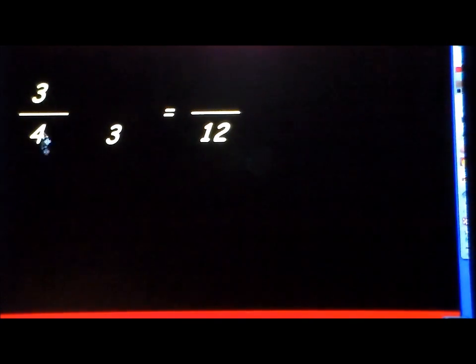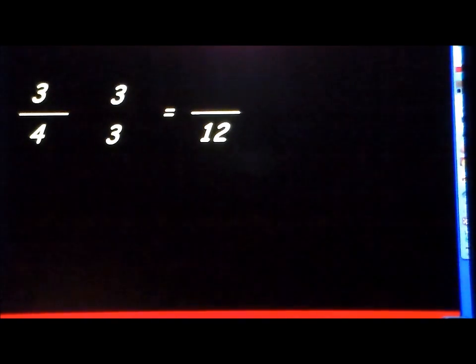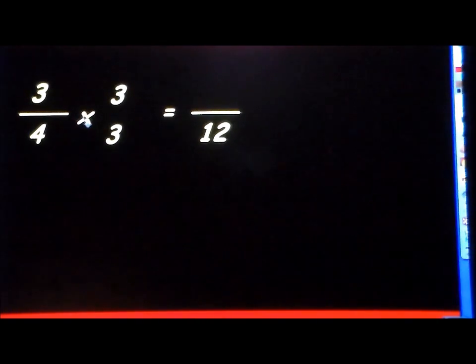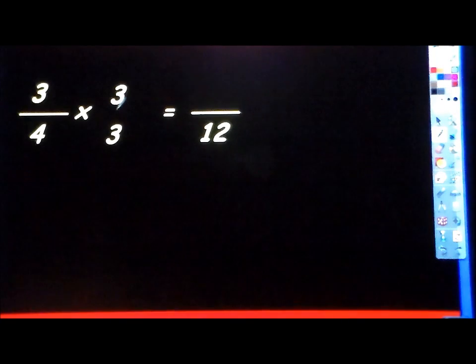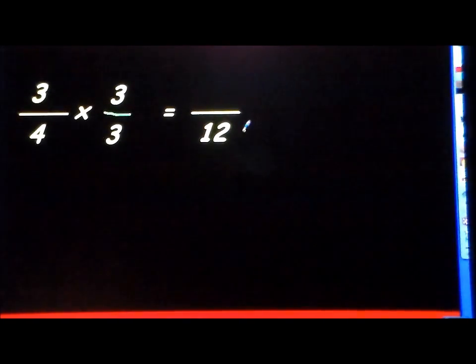But this is like twins. If you feed one of them, you have to feed the other one, so we have to feed the top a 3 also. And so we would end up actually multiplying those and figuring out what we get. So the 4 times 3 gives 12, and the 3 times 3 gives 9.